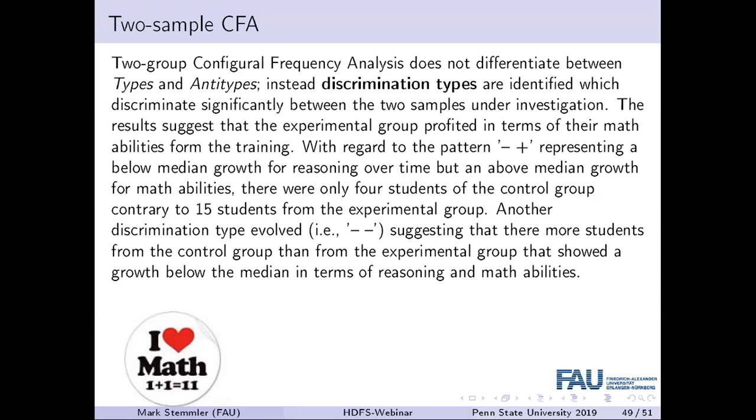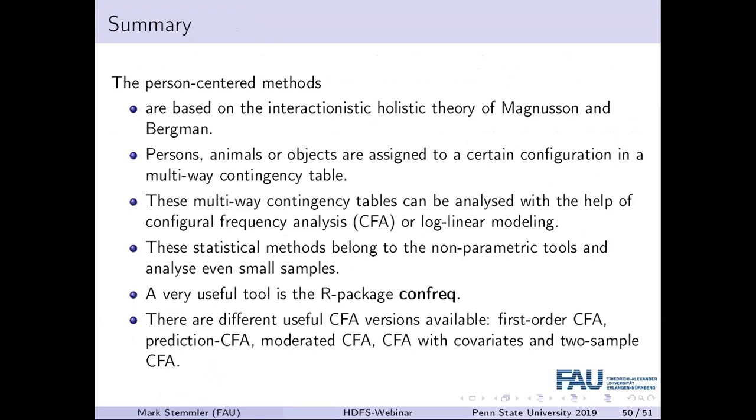Okay, the summary. The person-centered methods are based on the interactionistic, holistic theory of Magnusson and Bergman. Persons, animals, or objects are assigned to a certain configuration in a multi-way contingency table. These multi-way contingency tables can be analyzed with the help of configural frequency analysis or log linear modeling. So I have to mention that you can transform every configural frequency analysis null hypothesis into a log linear model, but not vice versa. So there's a hierarchy. On the lowest level, there's configural frequency analysis, then there's log linear modeling. And on the highest level, there are latent mixture models.